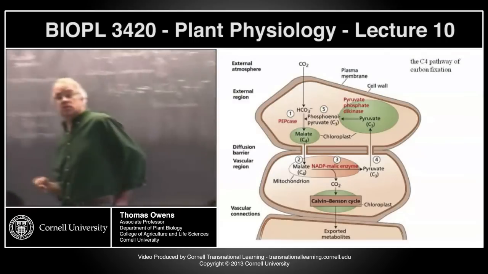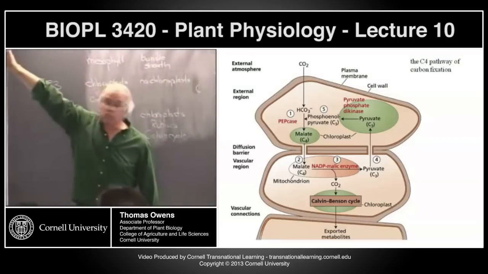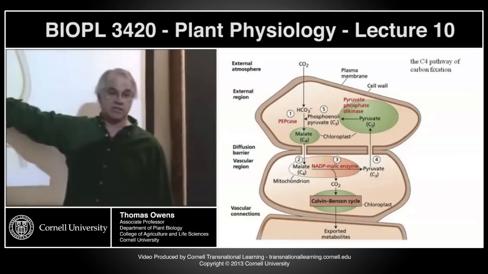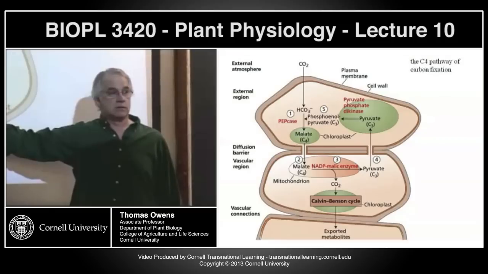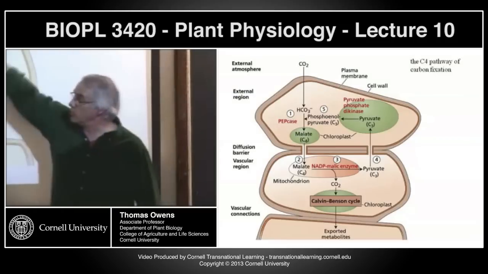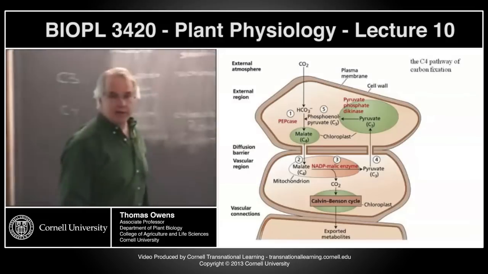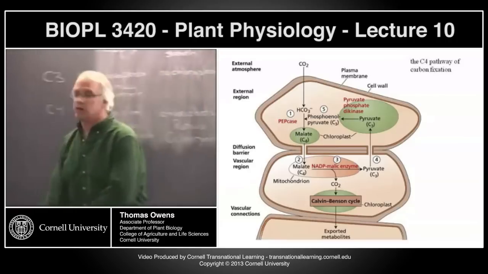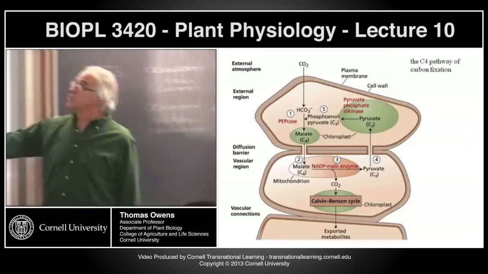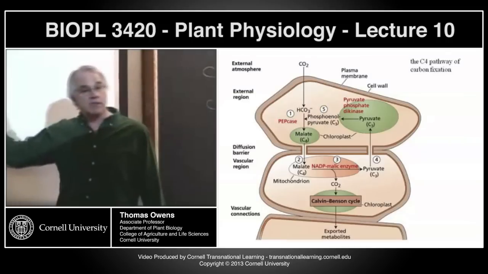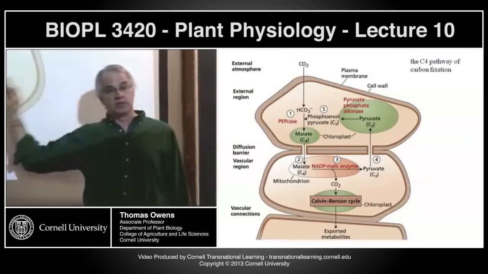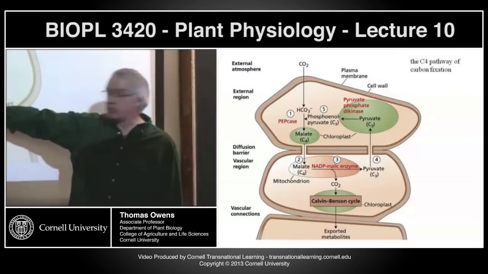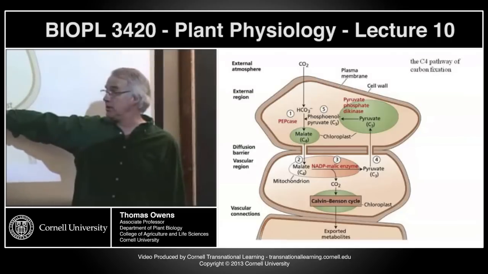Is there a cost to this? Close your eyes. Don't look at the reactions. If we're concentrating CO2 in the bundle sheath cells, is there a cost to this? There has to be, right? You're moving CO2 against the concentration gradient. You can't do that without investing energy. We know that from the first lectures we talked about. So associated with this pathway, there must be an additional cost in energy above the normal cost of the Calvin cycle. So we've got 3 ATPs and 2 NADPHs needed down here for the Calvin cycle.